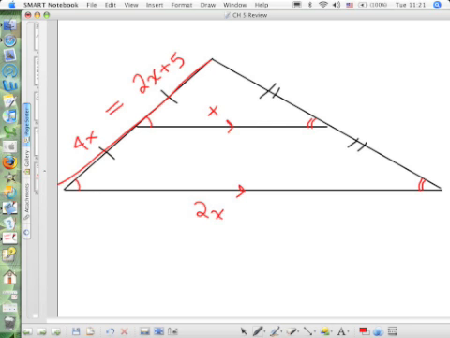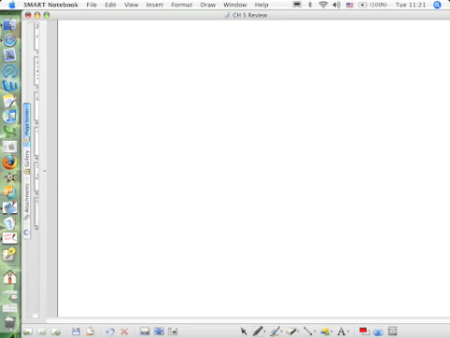Okay, and then we talked about our special parallelograms. The first one we talked about was a rectangle. Let's review everything we know. We'll draw the picture and we'll write it out.